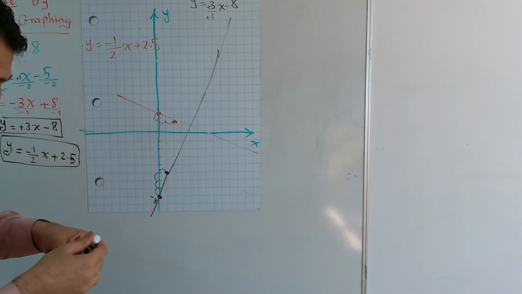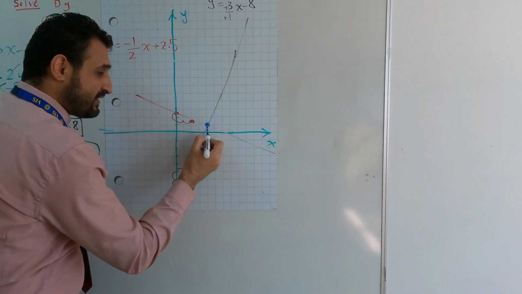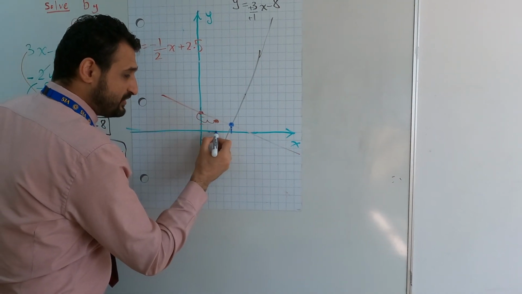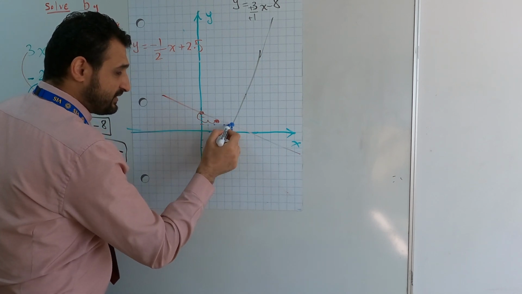Now where's the intersecting point? This is the intersecting point. So the x coordinate for it is 1, 2, 3, 4, and the y coordinate is 1, 2, 1.